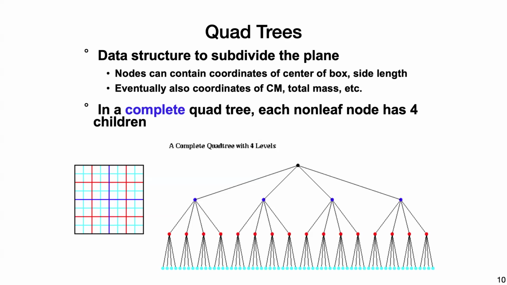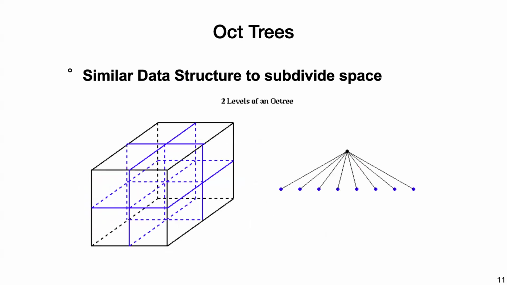So this is important because this is the data structure that we're going to use for all these interaction computations. And then octrees are just the same but in 3D. So rather than 4 quadrants in 2D, you cut 8 octaves, 8 subparts in 3D. And so it's the same, just everybody has 8 children rather than 4.